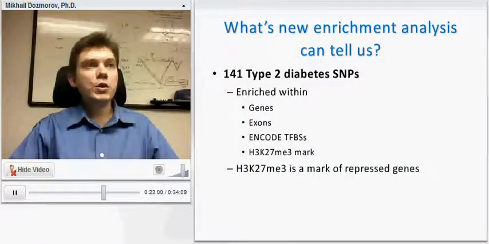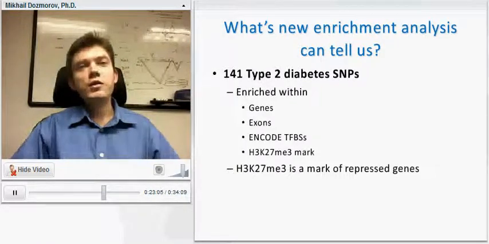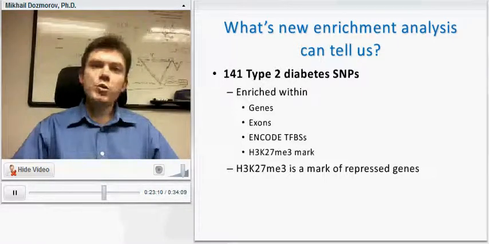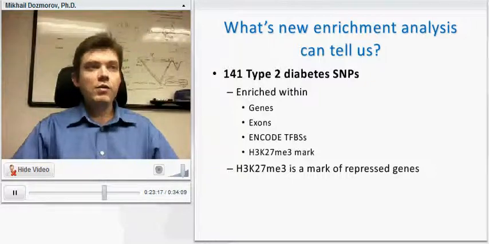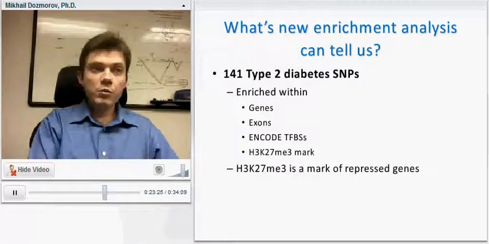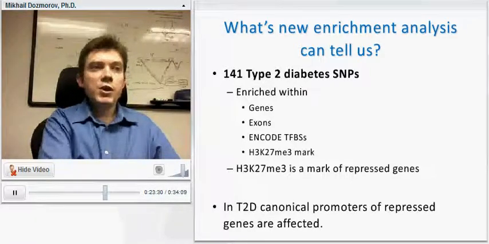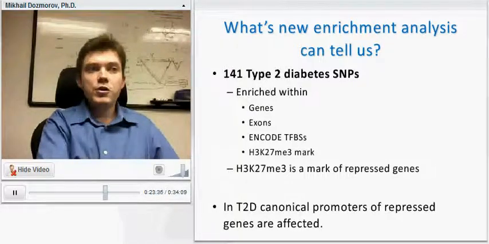For 141 type 2 diabetes SNPs, Genome Runner identified statistically significant enrichment within genes, exons, transcription factor binding sites, and the H3K27 trimethylation mark. And this H3K27 trimethylation mark is a mark of repressed genes. So from this, we can hypothesize that in type 2 diabetes, canonical promoters of repressed genes are affected.